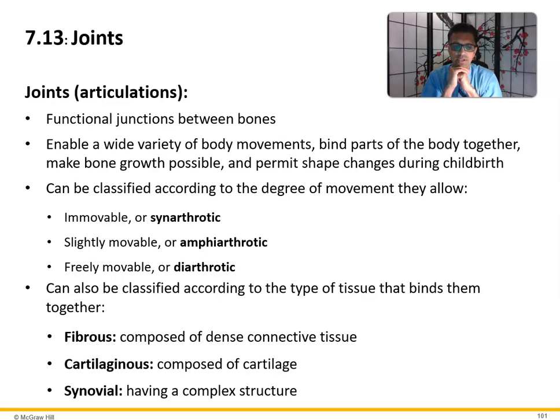They can also be classified according to the type of tissue that binds them. Is it fibrous, composed of dense connective tissue? Is it cartilaginous, composed of cartilage? Or synovial, having a complex structure? And most of the things that you see in the clinic are going to have issues with synovial joints.